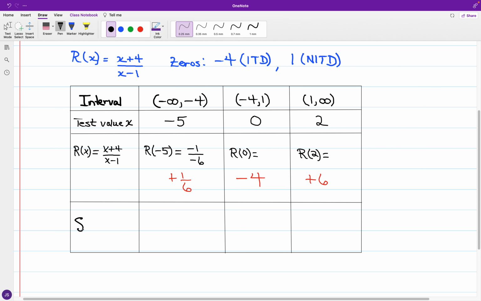And so just creating the pathway to finding out the solution sets for the respective inequalities we're going to be looking at. Okay, so for the sign of r of x, for any input that is less than -4, the output is going to be positive. So r of x is greater than 0. Then next, we're going to have a negative output. So r of x is less than 0, and then for any value of x that is greater than 1, the output is going to be positive.